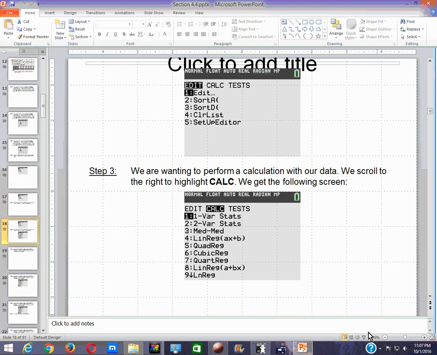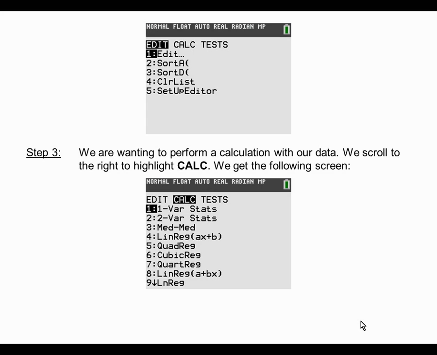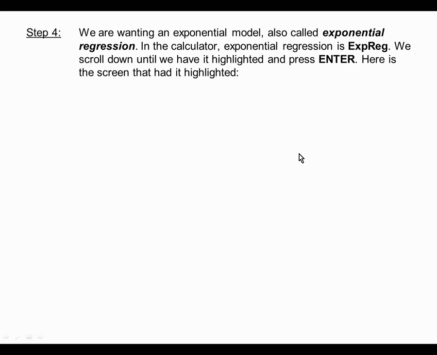So to get caught up here, when I do the regression, we go down to EXP, remember that's actually choice 0, so you can press 0 on your keypad if you want to go straight to it. Okay, and then when it's highlighted, you're going to press enter, and you get this screen. Now remember, that's the t or x values. These are the functional values. And then we're going to store the regression equation in location Y1 so we can graph it.